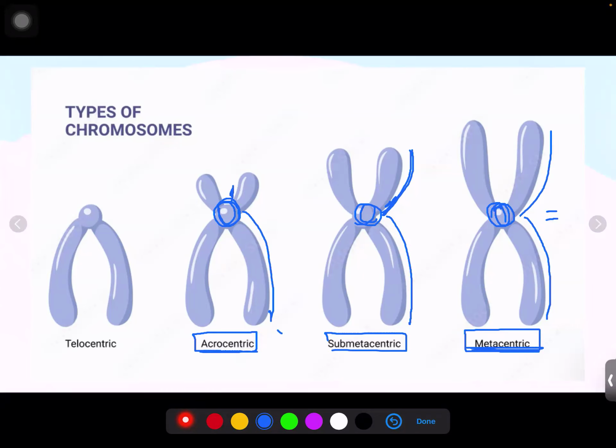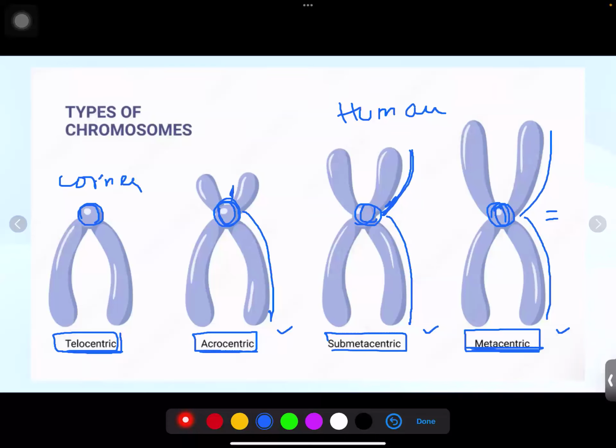Only these three types, acrocentric, submetacentric, and metacentric, are present in the human body. Okay, there are many more types which are not in the human body. Like this is a telocentric. So they can ask about when the centromere is at the corner. Okay, there is no short arm. It's at the corner of the chromosome. That is called telocentric. But this type of chromosome is not present in humans. Okay, you must understand this.